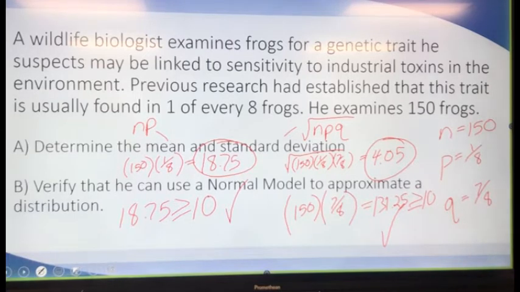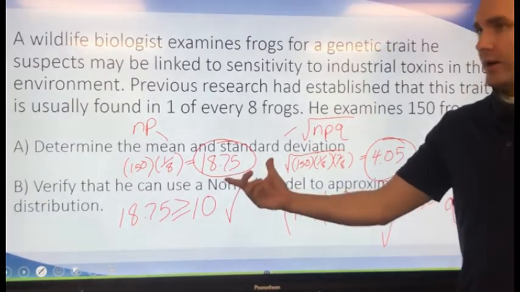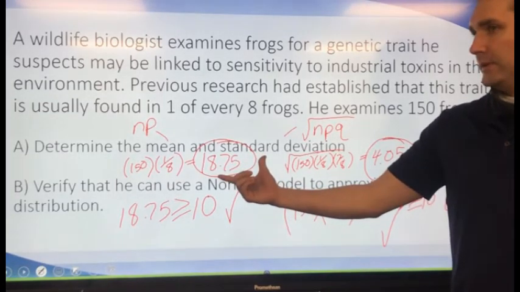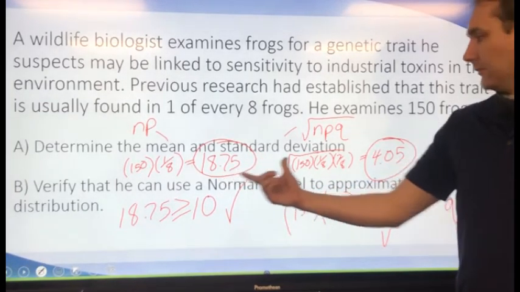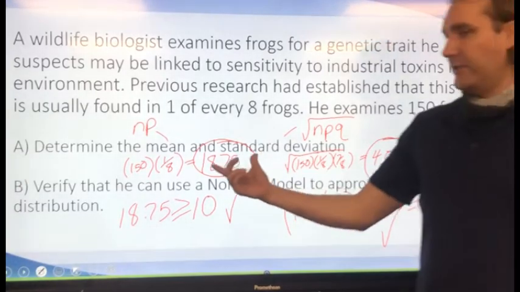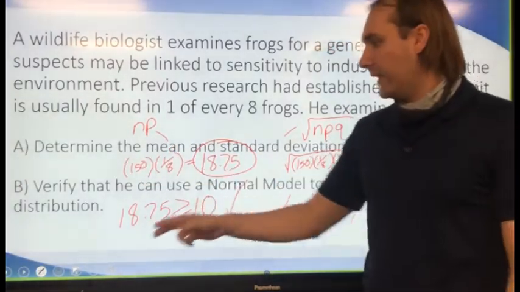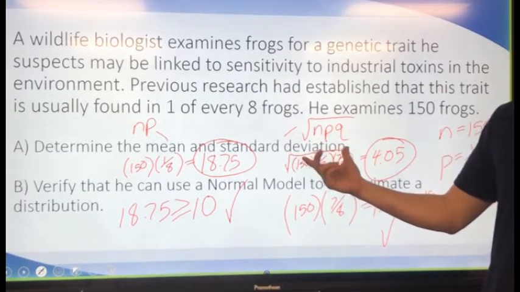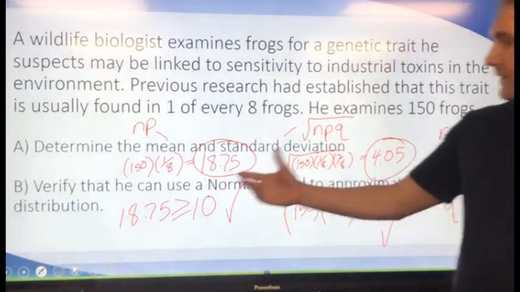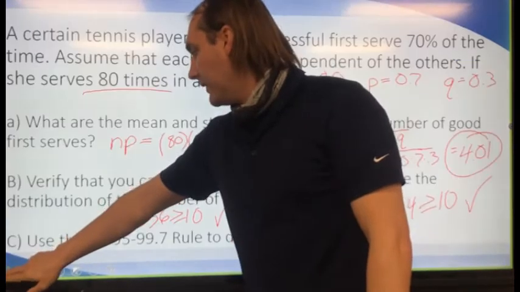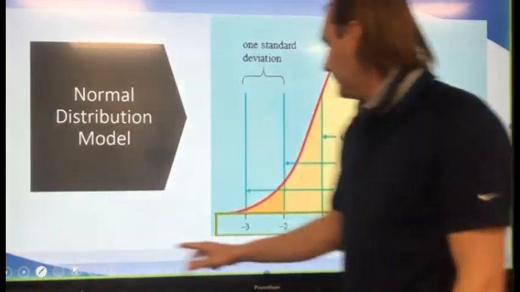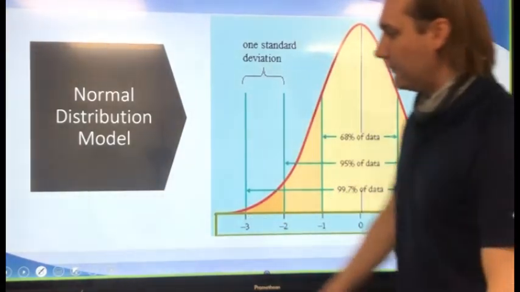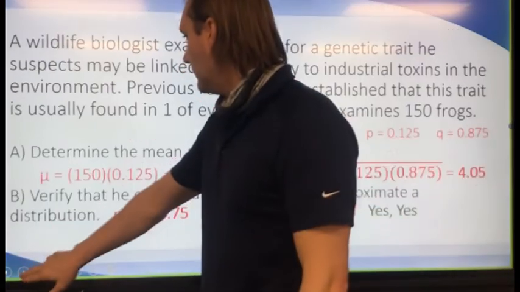And like the last problem, what would you do? How would I find my 68% with my mean? Yeah, add 1 standard deviation and subtract 1 standard deviation. How would I find the 95%? Multiply standard deviation by 2. Very good. 2 standard deviations. And then the 99.7% is 3 standard deviations. So we're bringing back the normal model.